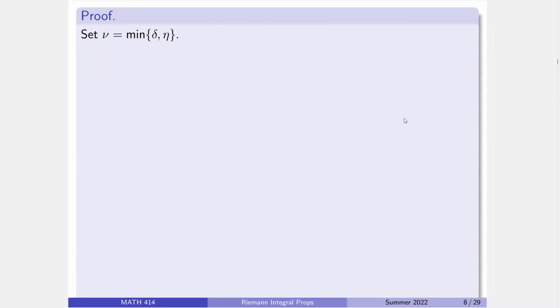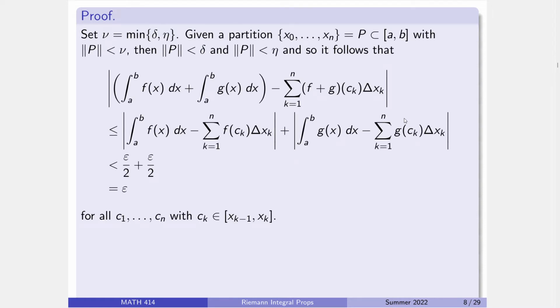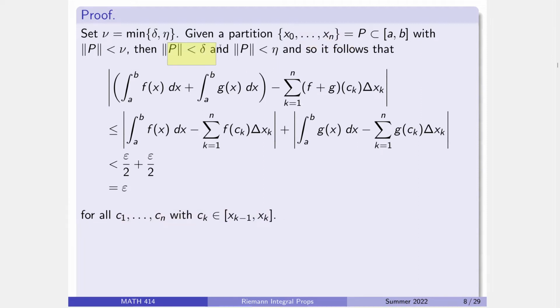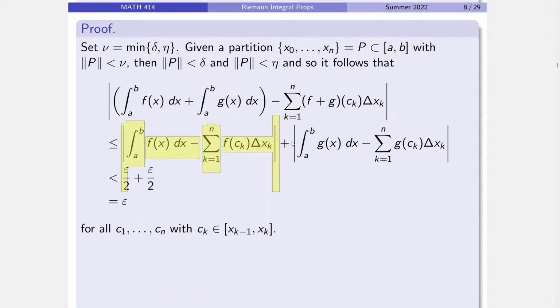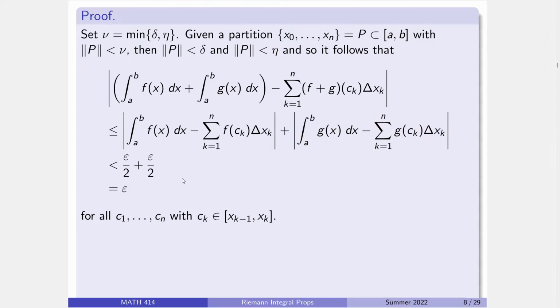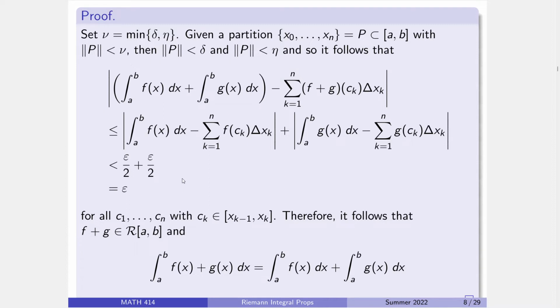Alright, so the delta we're interested in is the minimum of the two I've already found. We'll let nu equal that. So now take a partition whose mesh size is strictly less than nu. Then the mesh sizes need to be strictly less than delta and strictly less than eta. So if I pick some elements that live in any of these subintervals here, since the mesh size is less than delta, we know that this is going to get within epsilon over 2. And since the mesh size is within eta, we know that this will get within epsilon over 2. And just a classic epsilon over 2 proof.